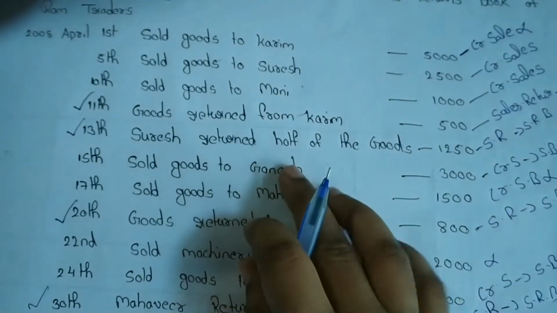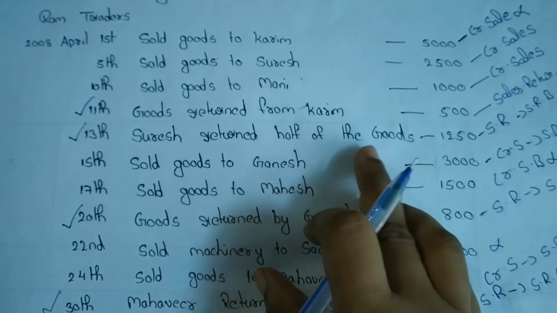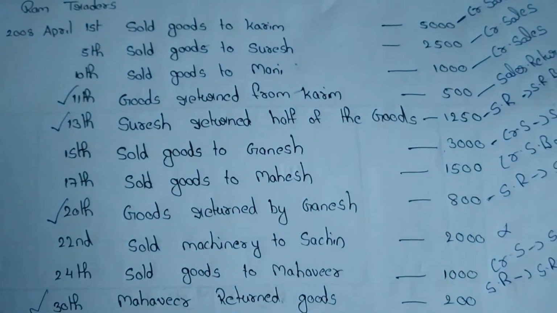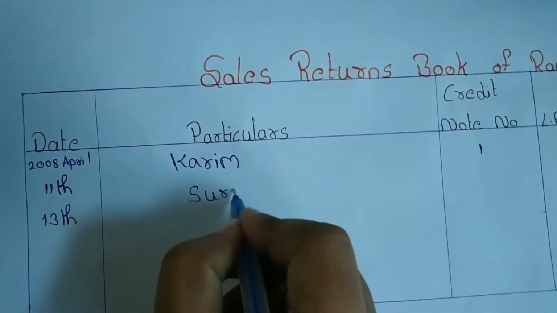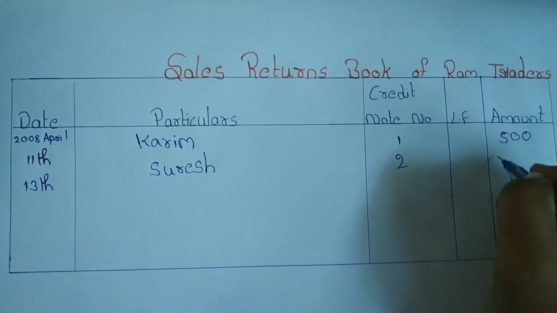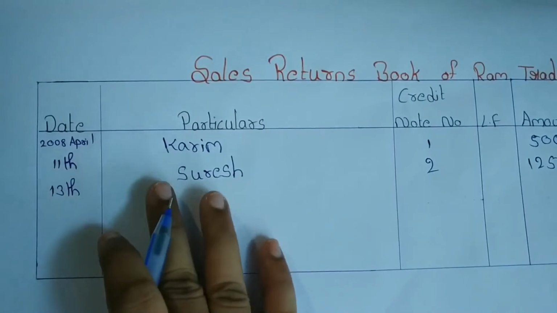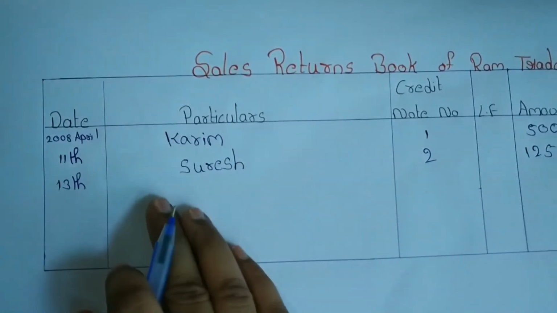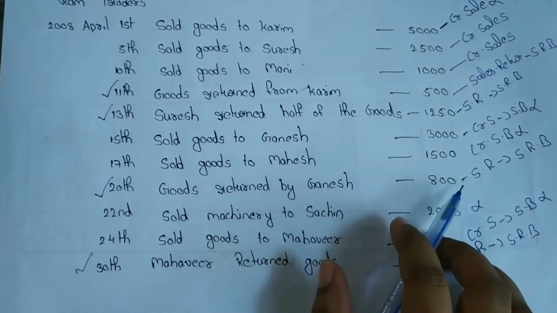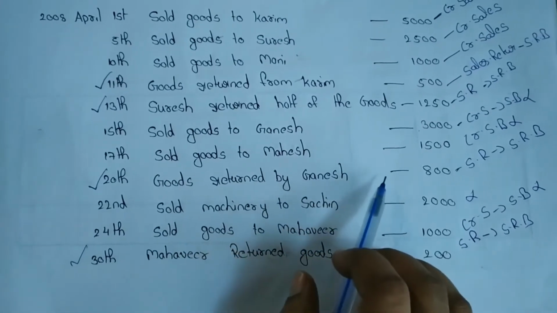Suresh returned half of the goods. Okay. So it comes under the sales returns book, right? And the amount was 1250. Okay. It should be entered in sales returns book. In the particulars column, the name of the customer here was Suresh, number 2, amount was 1250, right? So this was the second transaction that should be entered in sales returns book. Okay, let's see what was the third transaction. Date, goods returned by Ganesh 800 rupees. So this was the third transaction that should be entered in sales returns book.